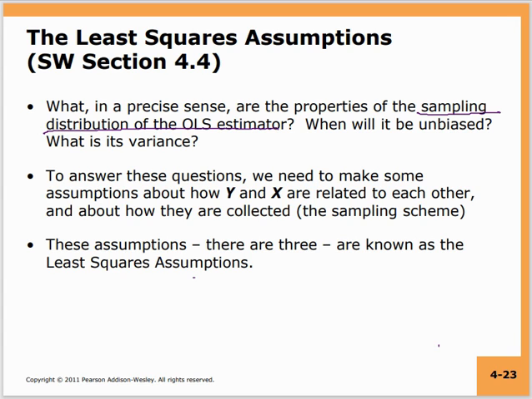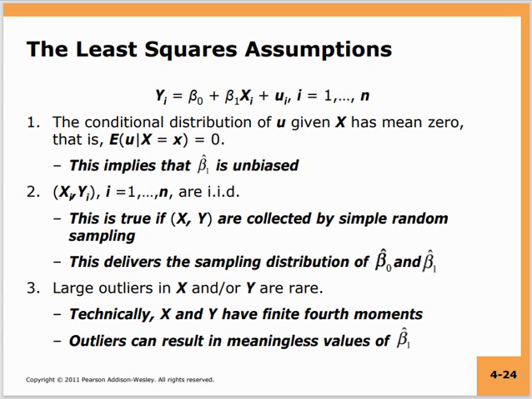So we need to make some assumptions about how y and x are related to each other in order to understand anything about the OLS estimator. What is the sampling distribution of the OLS estimator? When will it be unbiased, and what will be its variance, and so on. So there are three particular assumptions that are known as the least squares assumptions. These are extremely important.